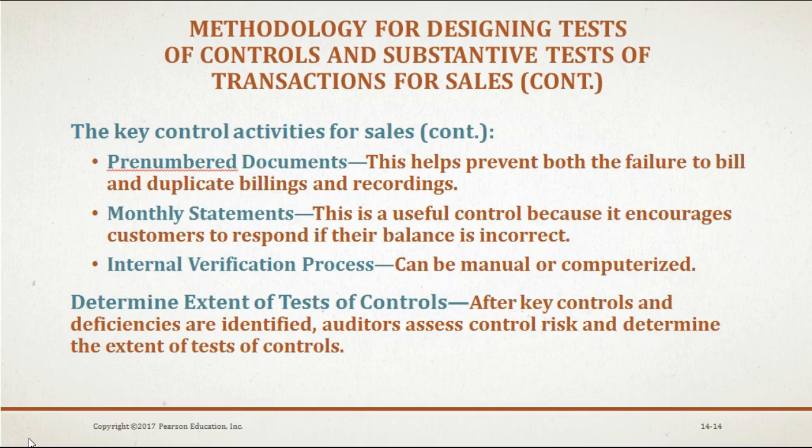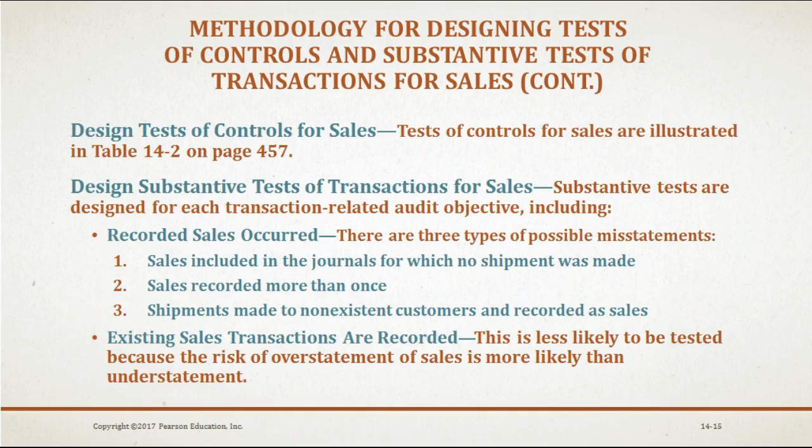After key controls and deficiencies are identified, the auditors assess control risks and then determine the extent of tests of controls, often using a matrix format similar to Figure 12-3 on page 373 of your textbook. An example illustration of tests of controls for sales is shown in Table 14-2 on page 457 of your textbook.